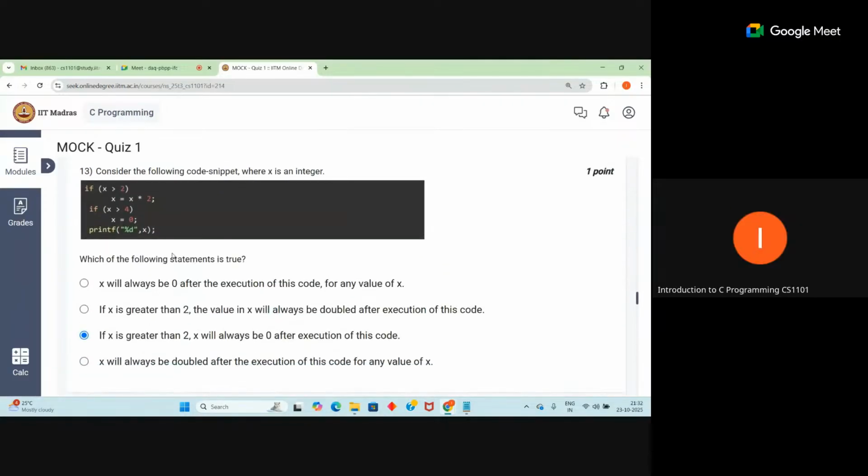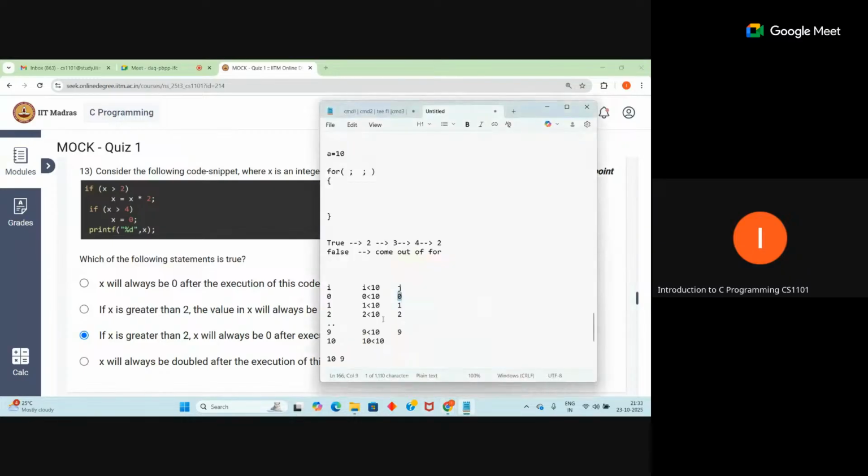Next, consider the following code snippet where x is an integer. If x greater than 2, x equal to x into 2. If x greater than 4, x equal to 0. Printf x. Which of the following statements is true? X will always be 0 after execution of this code for any value of x. So let us test.